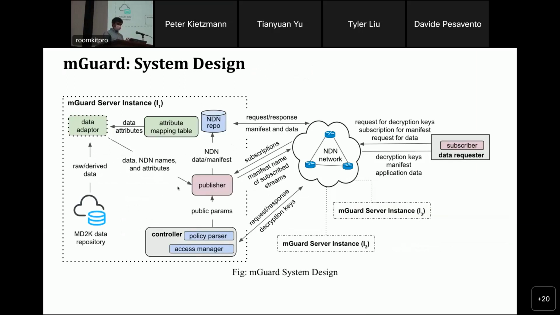This is the overall picture of our system. I don't want to go into the detail of the system. This is how we put these components together and where the interaction happens. For more details, you can check out our paper. We have described it pretty well.